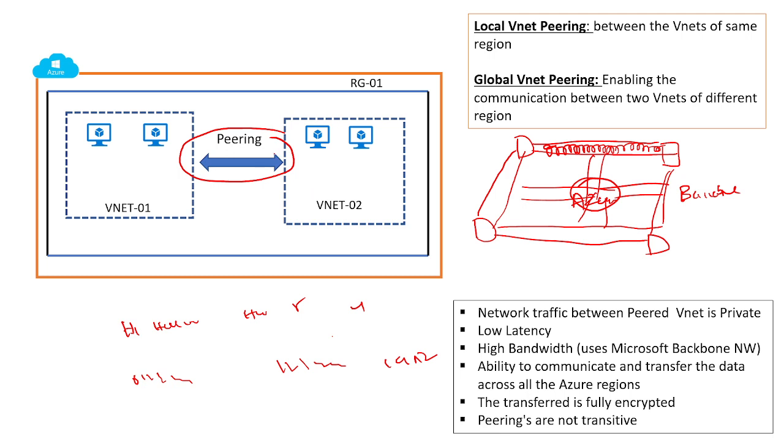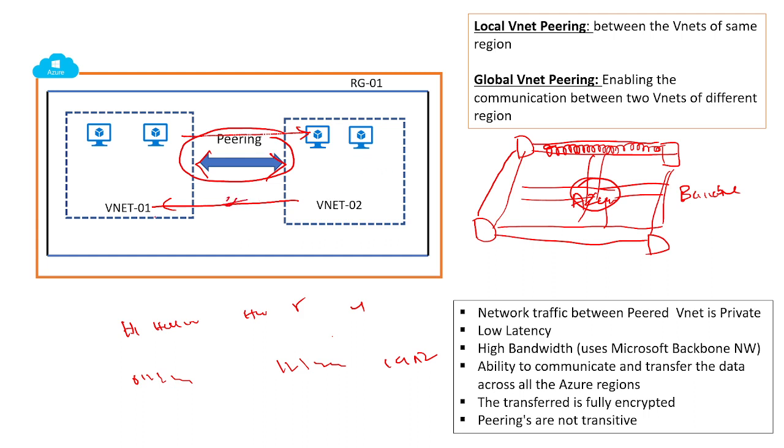See, if you see here, it is a two-way. I am showing the arrow both ways. You have to manually create two peerings. You can tell Vnet 1 can talk to Vnet 2 and Vnet 2 can talk to Vnet 1. Like that you have to create a peering manually. If you just create Vnet peering from Vnet 1 to Vnet 2, only Vnet 1 can talk to Vnet 2, but Vnet 2 cannot talk to Vnet 1.